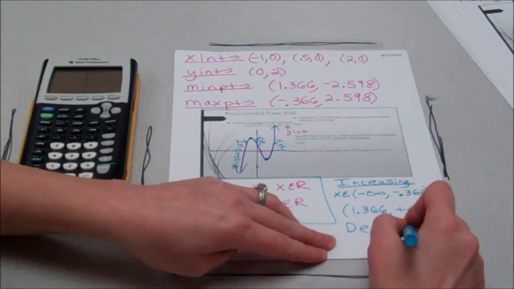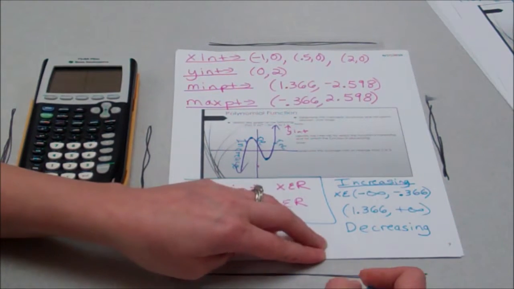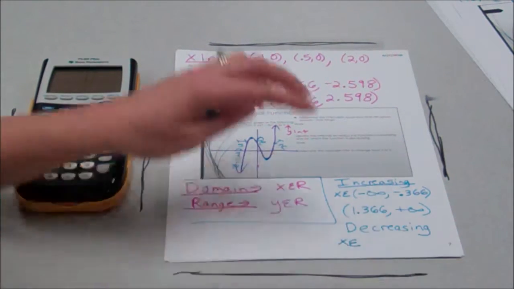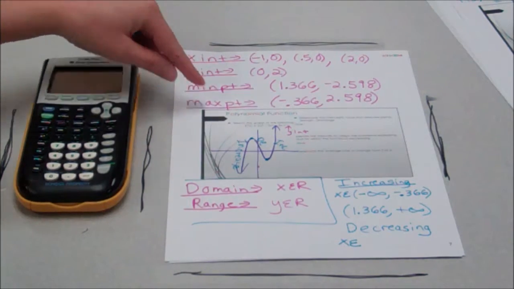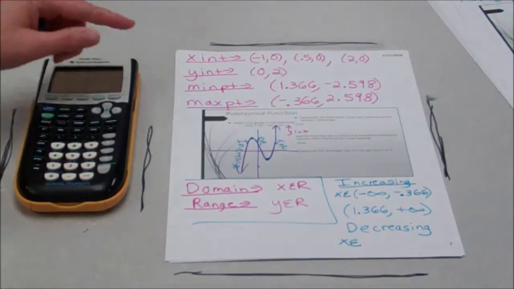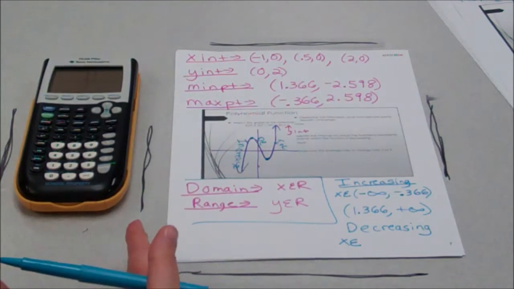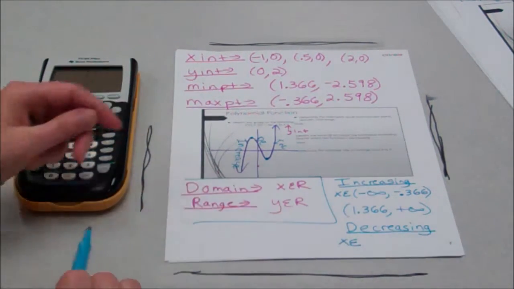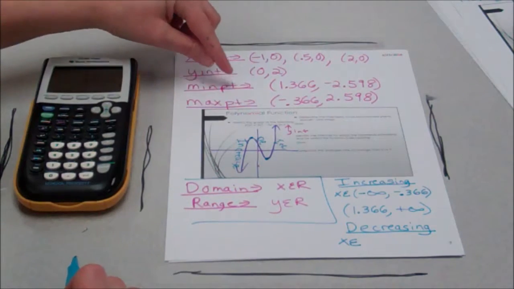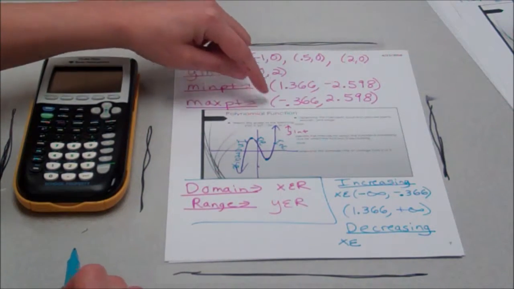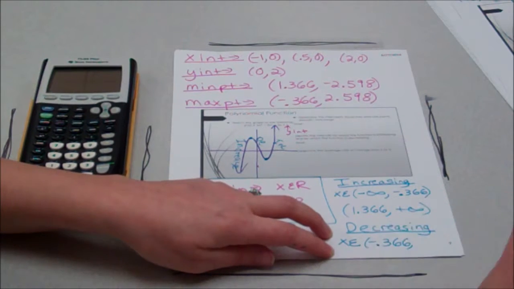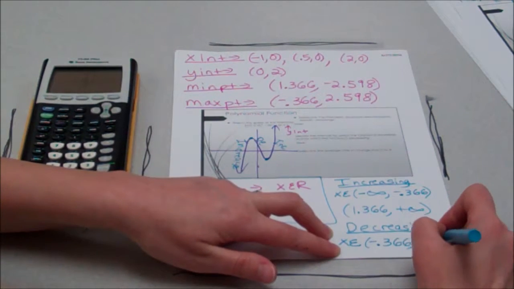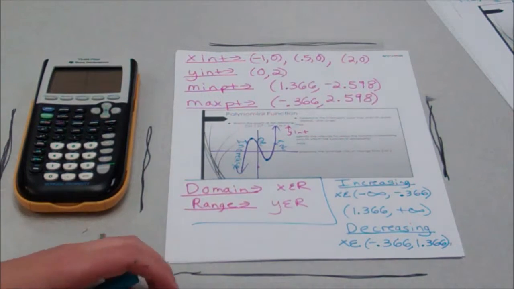Decreasing, again, we're using the x-axis, happens in between my max and my min. So my maximum point is on the left, the minimum is on the right. We go left to right, just like we read. So the maximum point and minimum point are right up here. So for the max, it's going to be negative 0.366 to the minimum, which is 1.366. Okay.